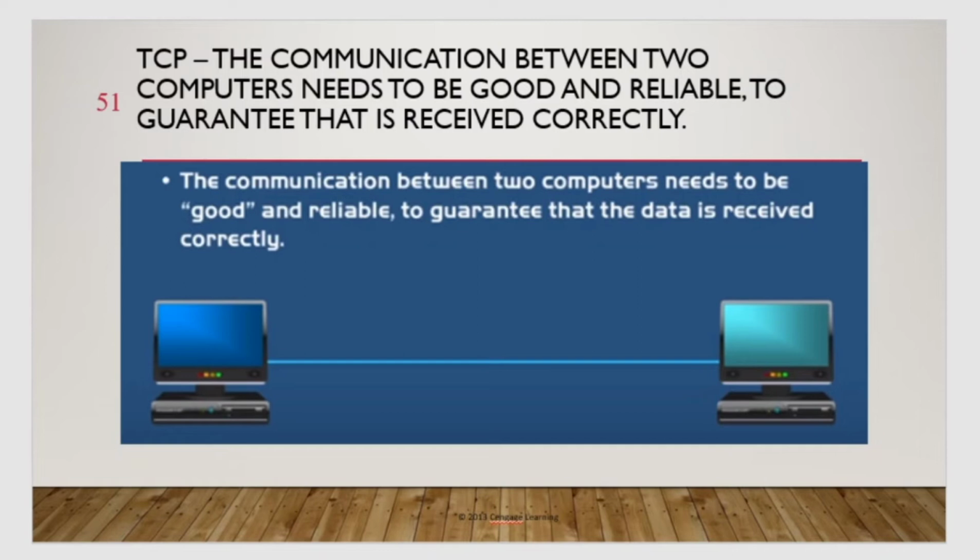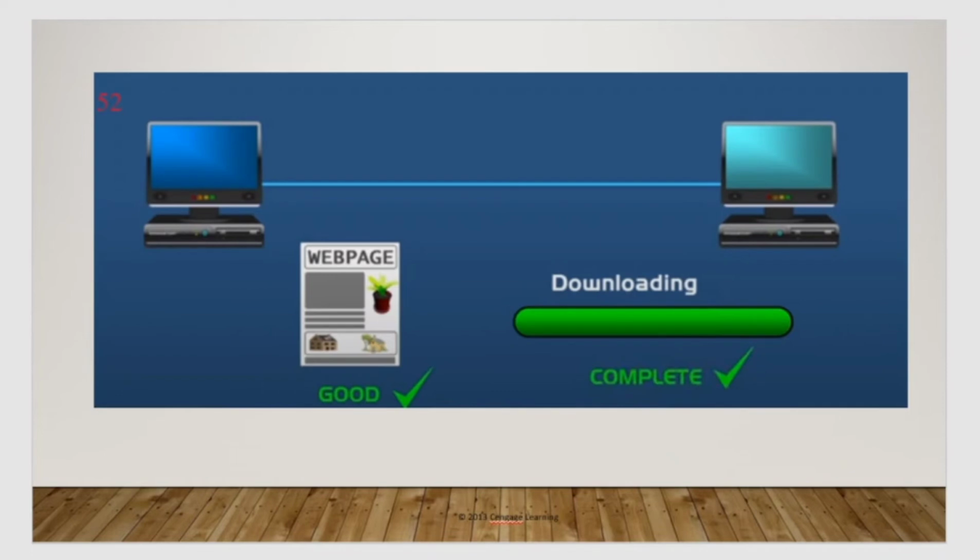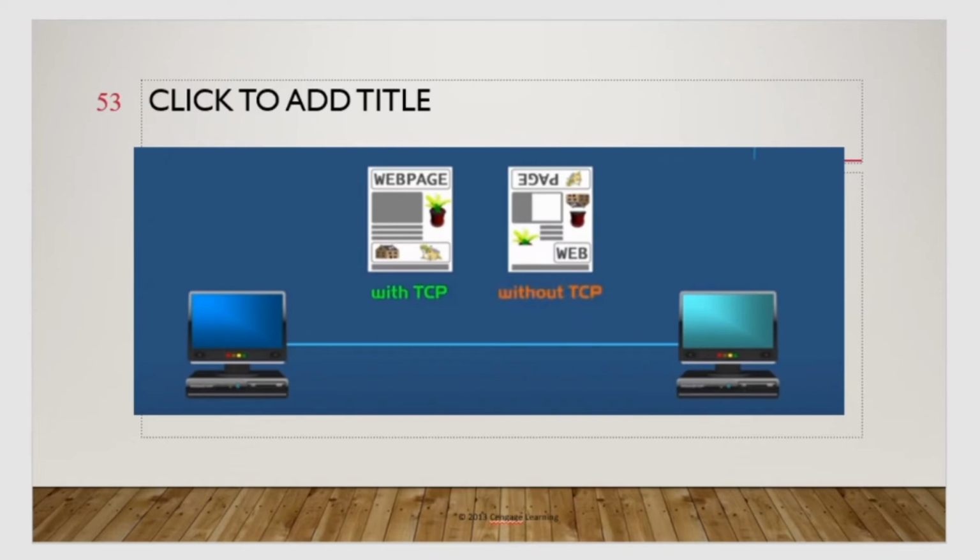Now, the TCP is a communication between two computers that needs to be good and reliable to guarantee that data is received correctly. Okay? So, this illustration, let us assume that these workstations are from two different types of network. Now, next slide. If your TCP is properly loading, then your web page would look as it should. Okay? And then without TCP, this is what it looks like on the right side.